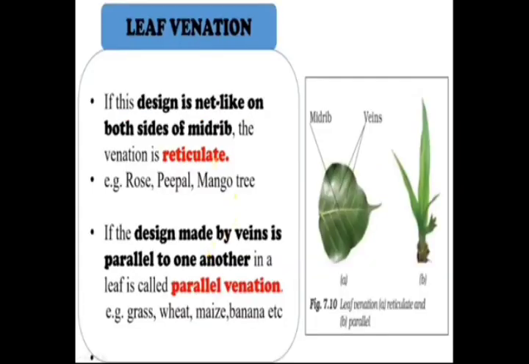Let's understand leaf venation. It is a design, a net-like pattern on both sides of the midrib. The venation is reticulate. Look at here, this type of venation is called reticulate. If the veins are like this, it is a reticulate venation. Examples: rose, peepal, mango tree, etc. All of them have reticulate venation.